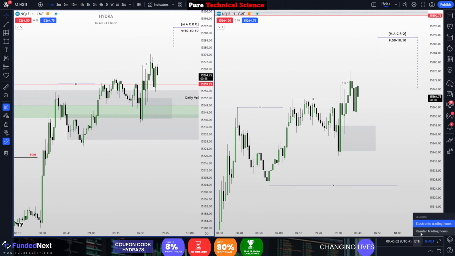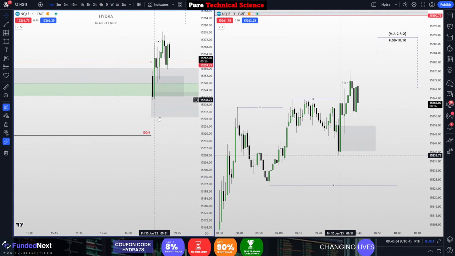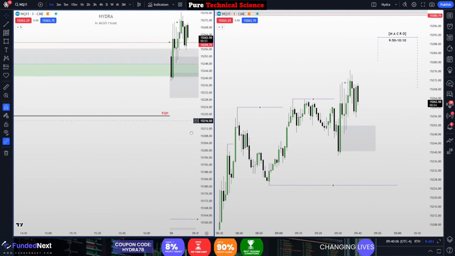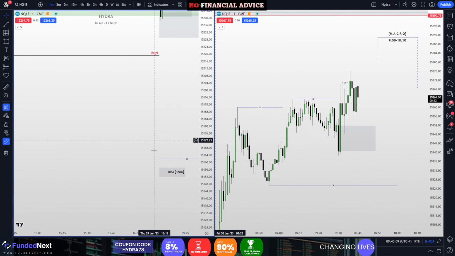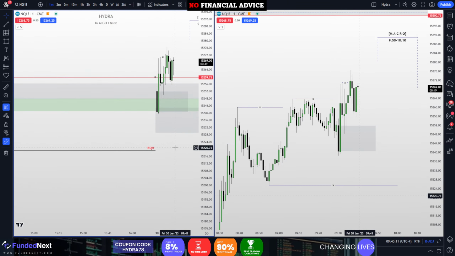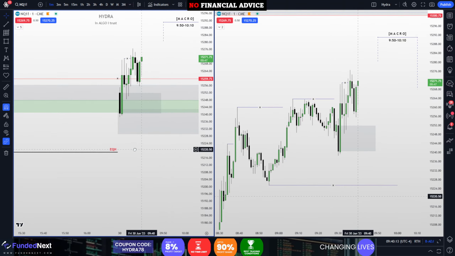This opening range gap is too much for me to buy. Look at this gap, and I want to see price delivering inside this gap. Other than that, I am not interested in trading in this market.